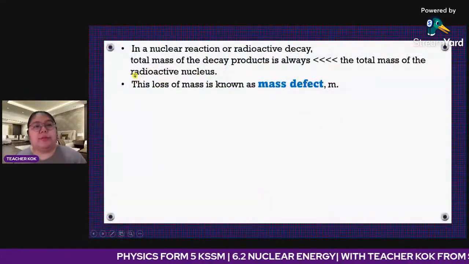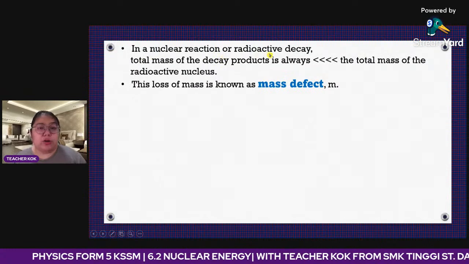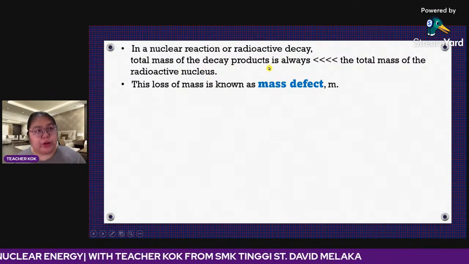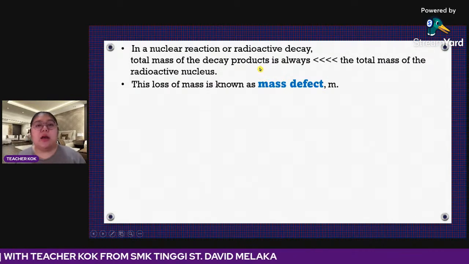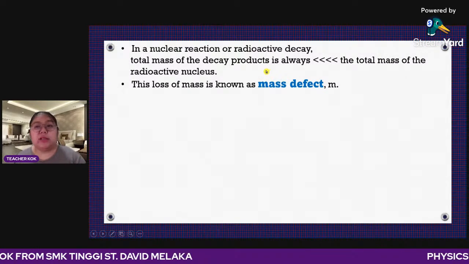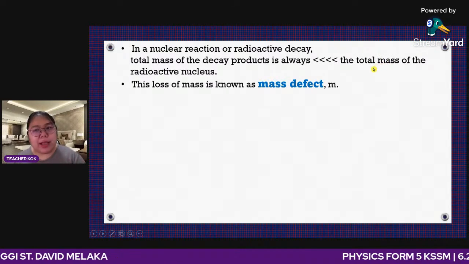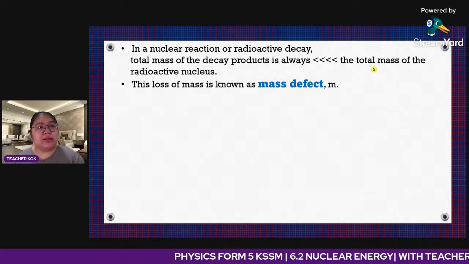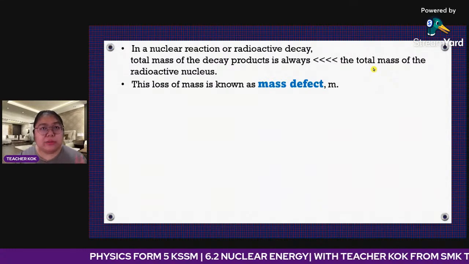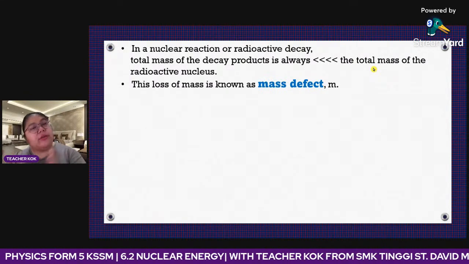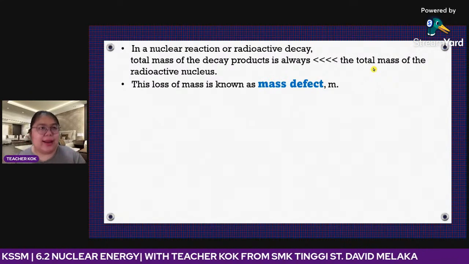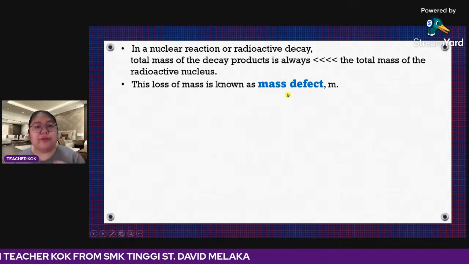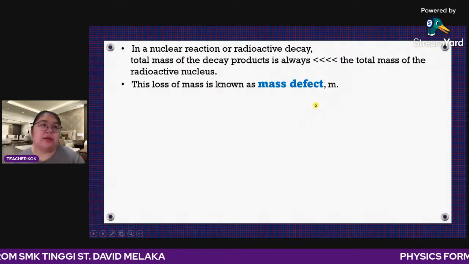Okay, let's see this part. In a nuclear reaction, or radioactive decay, the total mass of the decay products is always smaller than the total mass before the reaction. So before the reaction the mass must be higher, and after the reaction the mass is less. This mass loss we call the mass defect.